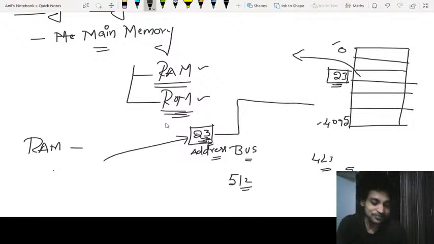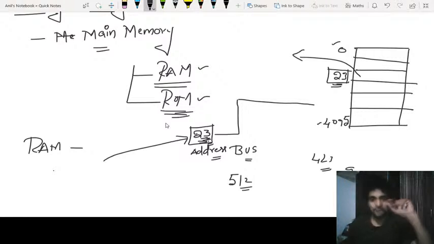Did you understand this? This is an important thing to understand. ROM is also random access. But why do we call it a ROM? We use this term because in ROM you can store nothing. Rather, you cannot write anything into the ROM.